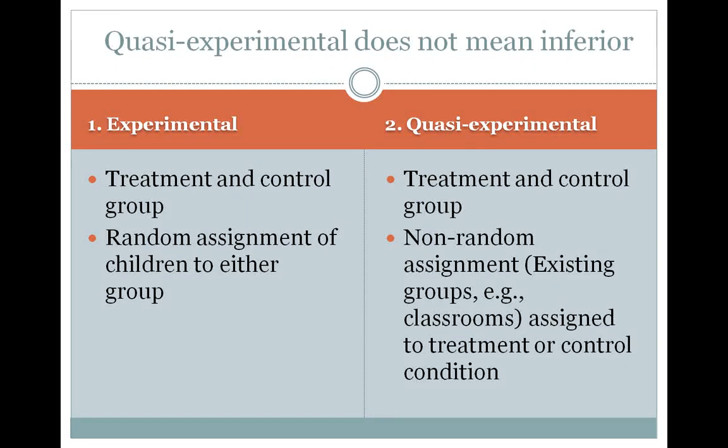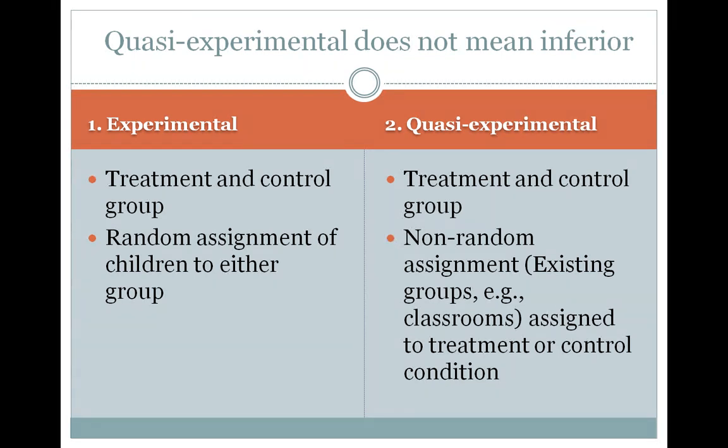Quasi-experimental does not mean inferior, as some people believe. The only difference between an experimental study and a quasi-experimental study is that in a quasi-experimental study, the children assigned to each group are non-random. For example, existing classrooms are used to assign one group of kids to the treatment and one group of kids to the control group. In a true experimental study, the children are randomly assigned to either a treatment or a control group.